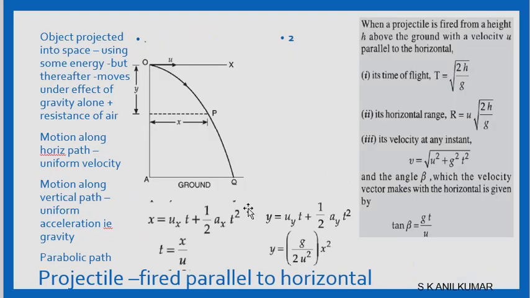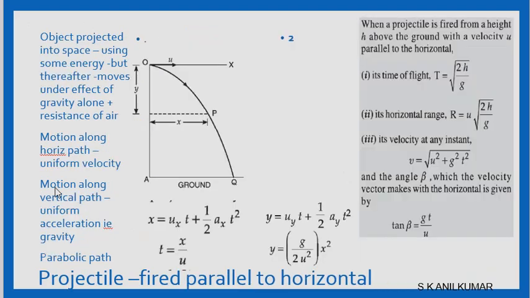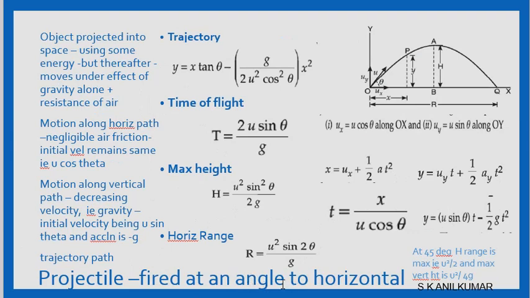When you are flying on a parachute and escaping from the plane, you will fall down in a parabolic motion. When a plane catches fire in an accident and falls down, it will follow a parabolic motion. So when an object is thrown into space that moves under the effect of gravity alone, then it is called a projectile. This projectile can be fired parallel to horizontal or can be fired at an angle to horizontal.